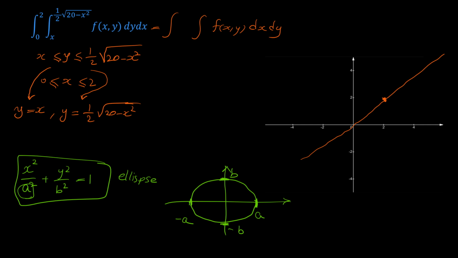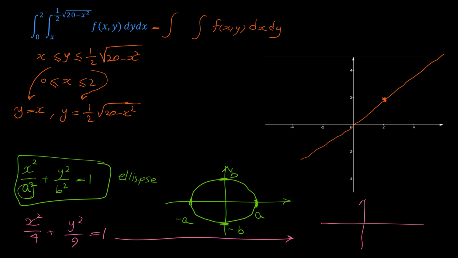For example, if we have an equation like x to the 2 over 4 plus y to the 2 over 9 equals 1, this equation is an ellipse that intersects the x-axis at the square root of this number, 2 and -2. So it intersects the x-axis at 2 and -2, and it intersects the y-axis at 3 and -3. And the graph of the ellipse is something like this. Here is 3 and here is -3.